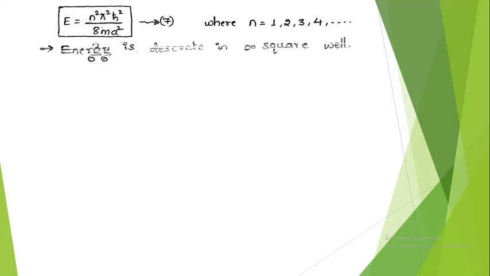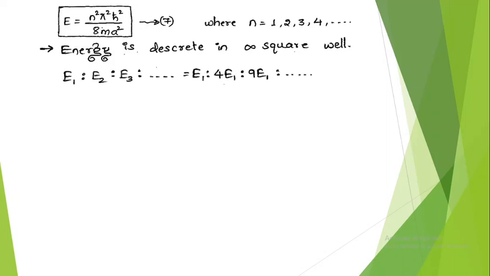And based on this, we can say that energy is not continuous, because we are having n equal to 1, 2, 3, 4. We don't have the energy for n equal to 1.5 or 1.3 or 3.5. So because of this, we say that for a particle in an infinite square well, the energy is discrete in nature.